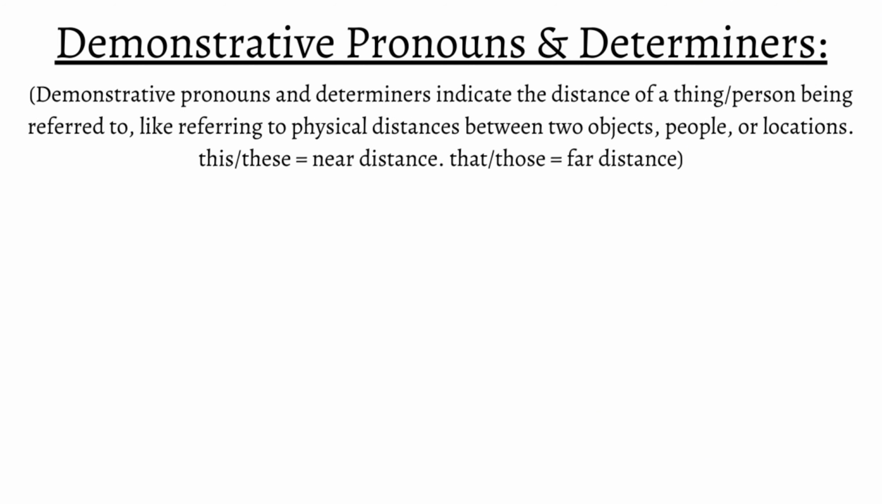Furthermore, demonstrative pronouns and determiners indicate the distance of a thing or person being referred to, like referring to physical distances between two objects, people, or locations. This, singular, and these, plural, are the near demonstratives because they indicate something relatively close. That, singular, and those, plural, are the far demonstratives because they indicate something that is relatively far.